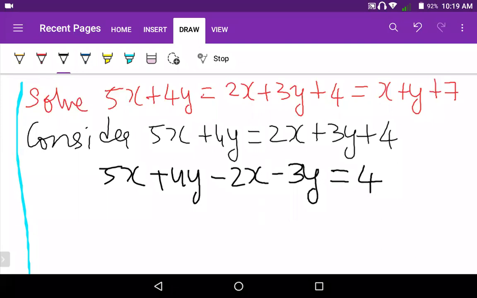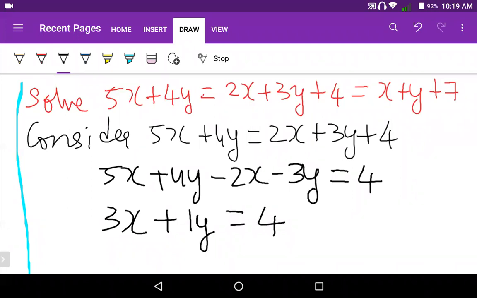Okay. Now, in the next step, let us simplify this. 5x minus 2x will give you 3x. 4y minus 3y, I'll get how much? Plus 1y is equal to 4. I have got one equation. 3x plus 1y is equal to 4. This is one form of equation that we'll be getting. So let us take this as equation 1.